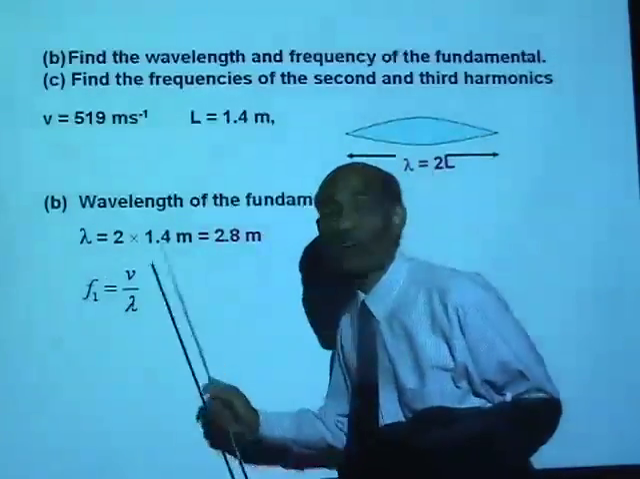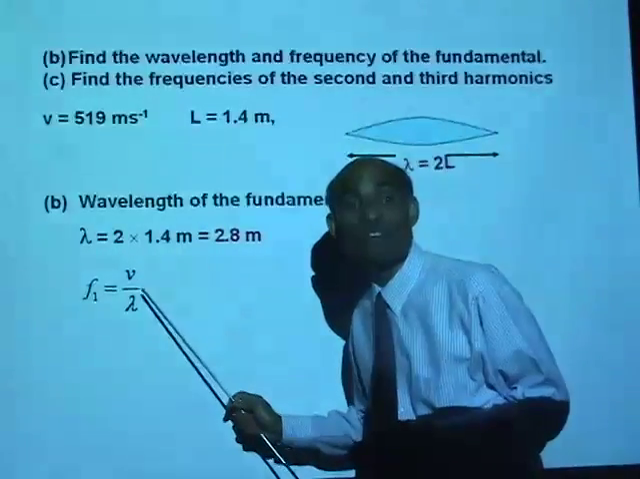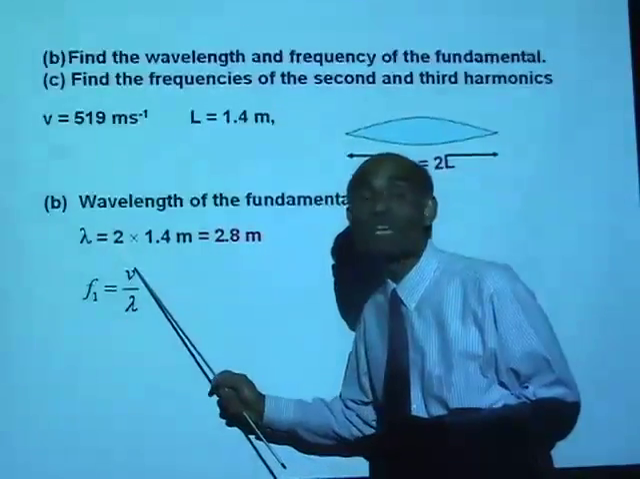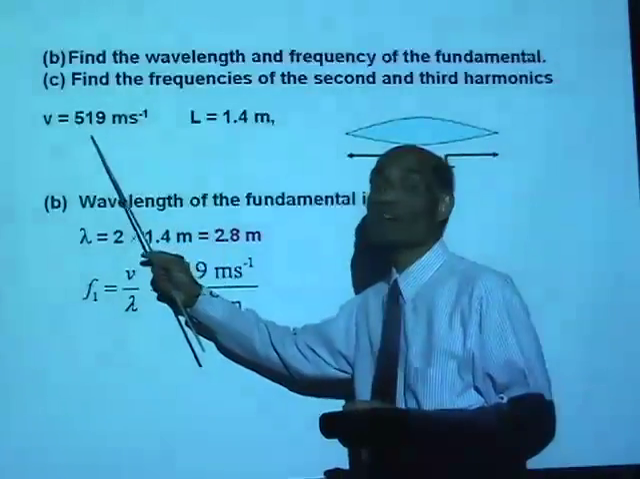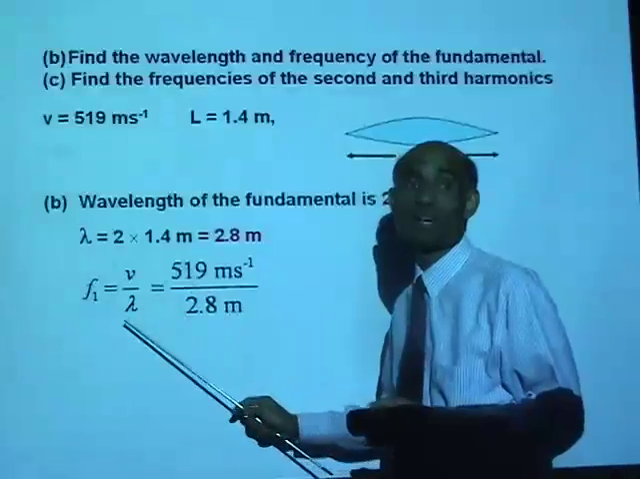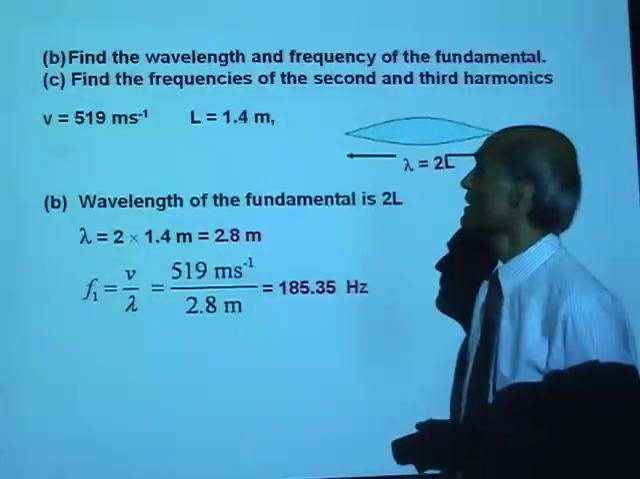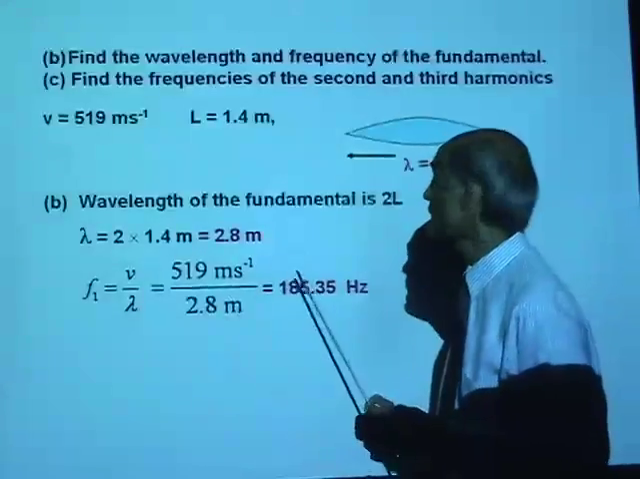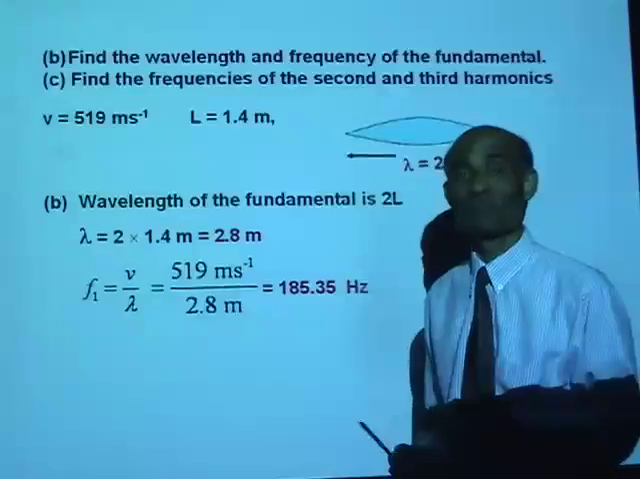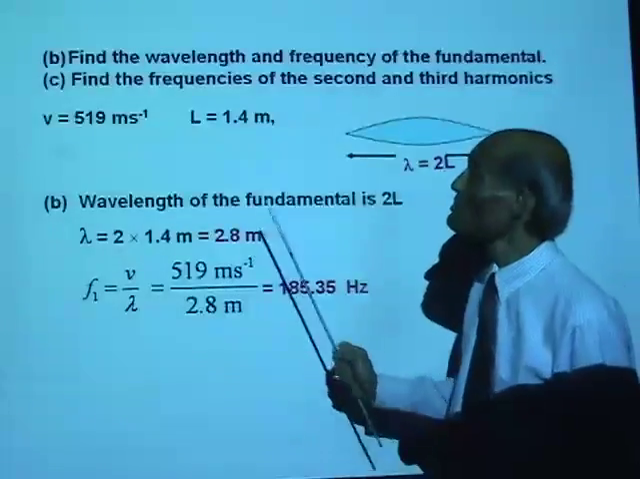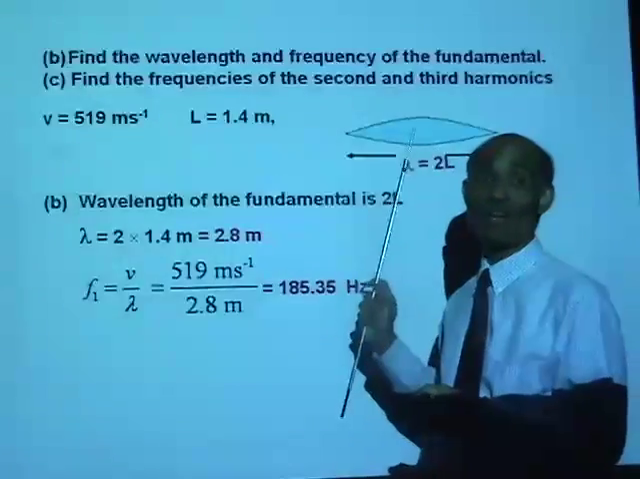What is the frequency of the fundamental? Frequency of the fundamental is V over lambda. V we calculated. What was the velocity we calculated? 519 meter per second. Wavelength is 2.8 meter. Therefore, the fundamental frequency is 185.35 Hertz.